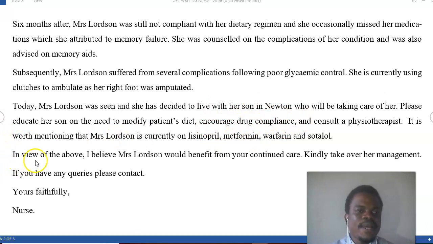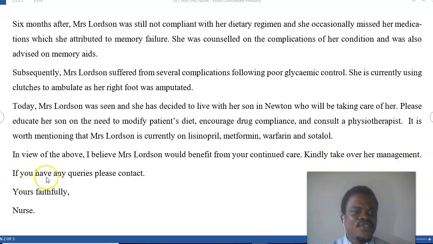So the concluding paragraph: in view of the above, I believe Ms. Lawson will benefit from your continued care. I didn't repeat monitoring and support again. Kindly take over her management. We are transferring this patient. You will no longer be involved in this patient's management. That's why we are asking this community health nurse to take over her management.